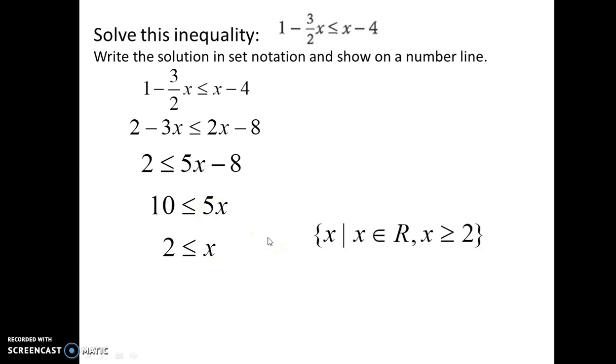In set notation, notice I flipped this around. Again, it's nice to have the variable on that side, so I just moved them both like that and switched the sign like that.